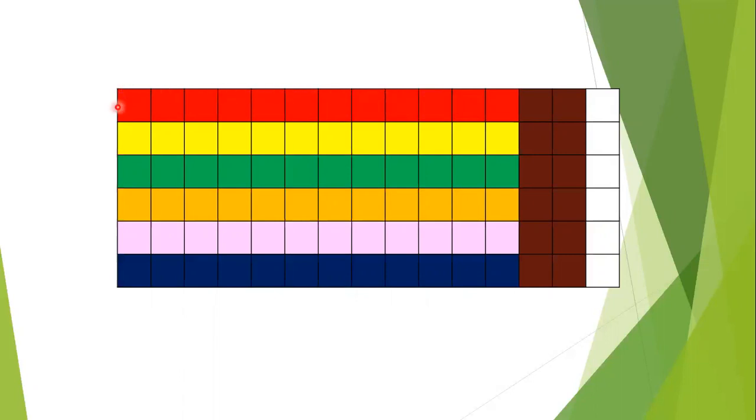Same way, the second rectangle also contains 12 squares. The third rectangle also has 12 squares. Fourth one, fifth one, sixth one. All 6 rectangles have 12 centimeter length and 1 centimeter breadth, right?